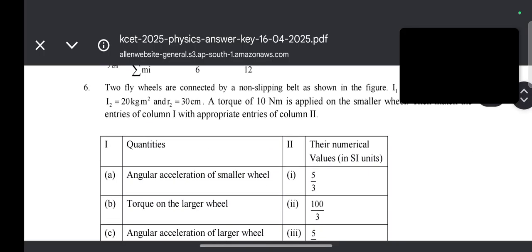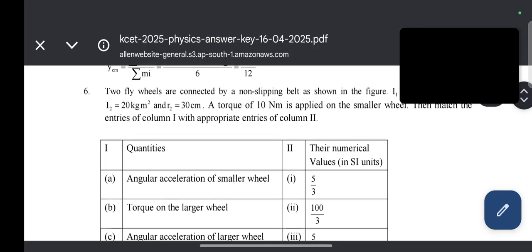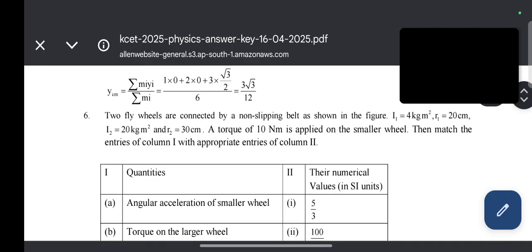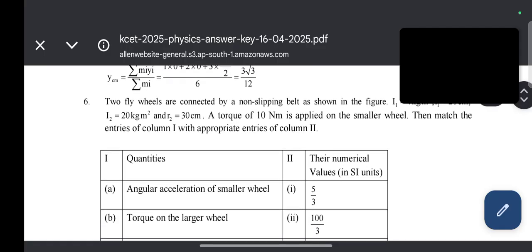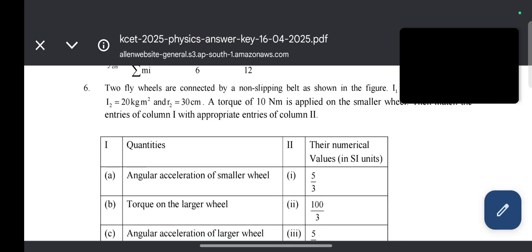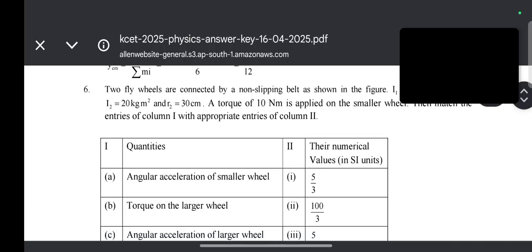Next, the question they asked is: two flywheels are connected by a non-slipping belt as shown in the figure. I1 is equal to 4 kilogram meter square, R1 is equal to 20 centimeter, I2 is equal to 20 kilogram meter square, and R2 is equal to 30 centimeter. A torque of 10 Nm is applied on the smaller wheel. Then match the entries of column 1 with appropriate entries of column 2.